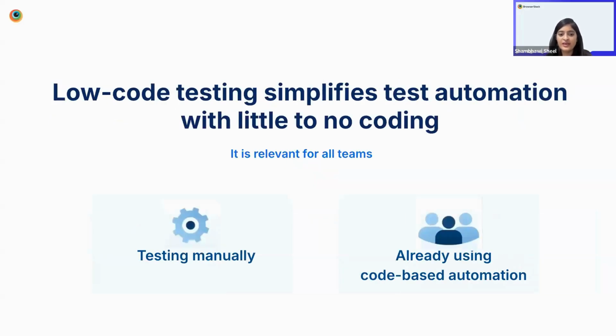So that is where low-code testing helps. Low-code testing can help you adopt test automation with faster velocity, but with less effort. Low-code automation is relevant for the entire spectrum of teams. For teams that are mostly testing manually and want to get started with automation but do not have the specialized skills right now, it helps improve coverage and save time. And if you are a team that's already using code-based automation, low-code automation still helps you achieve greater coverage with lower effort.